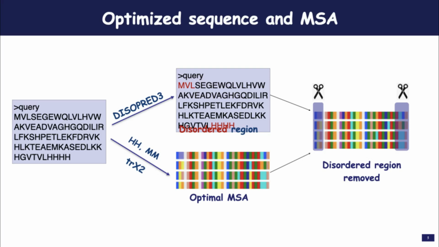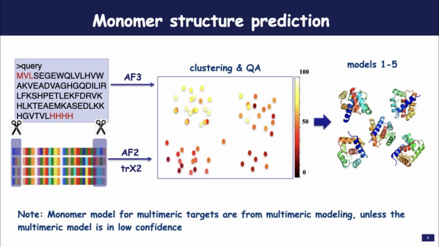Yeah, next please. This is monomer structure prediction. We get the new sequence and a new MSA, and we just get these three methods to predict the structure models and use QA to select some top models. But I want to say that for the monomer targets that are part of multimeric targets, we just use the structure from multimeric modeling to deduce the monomer models, unless the multimeric structure model is in low confidence.